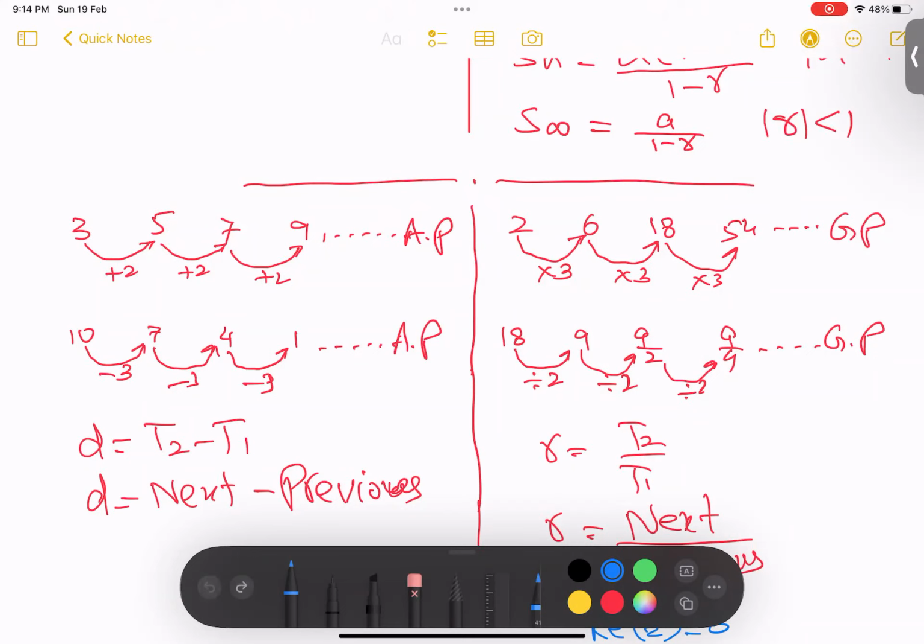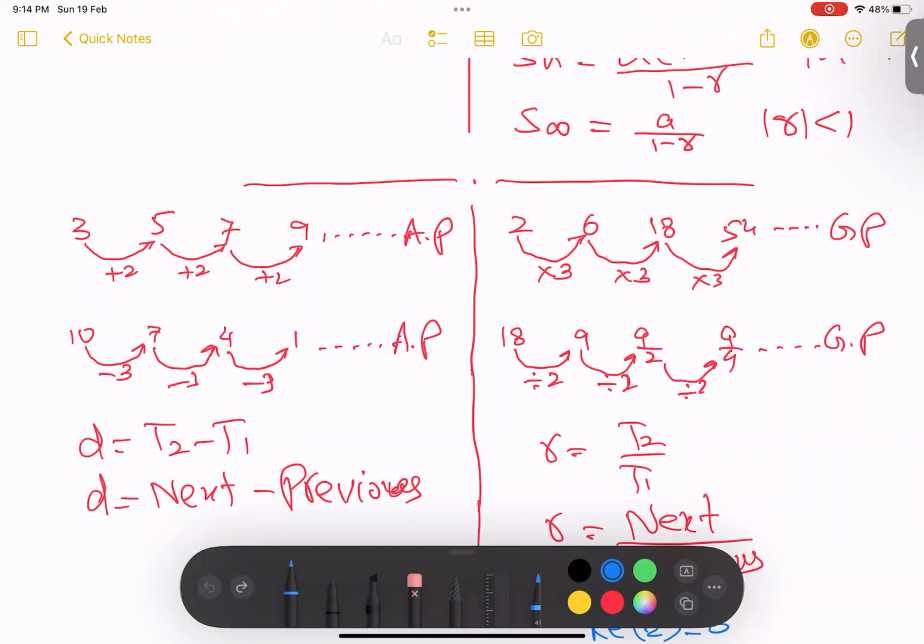You can ask one question: sir, always add? No, no, no. If you subtract, no issue at all. For example, from 10, subtract 3, you get 7, subtract 3, you get 4, subtract 3, you get 1. So by adding a common thing or subtracting a common thing, both are called arithmetic progression. I hope the point is very clear.